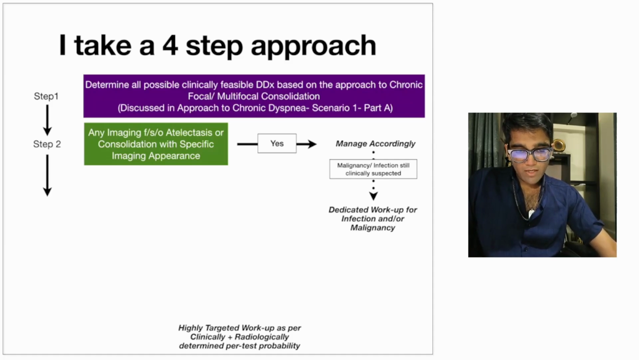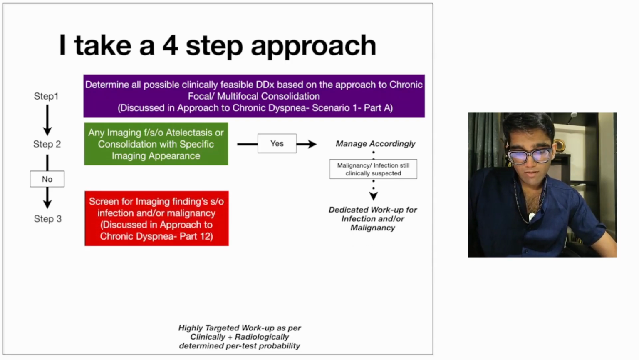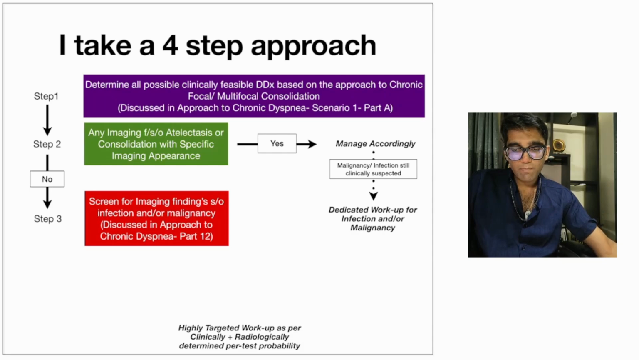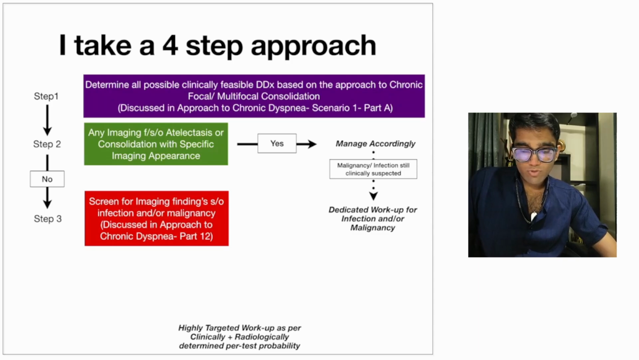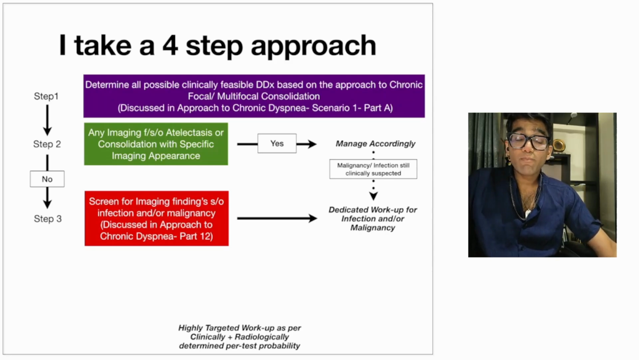Okay. Now on the other hand, you may have no features of atelectasis. In that situation, we screen for imaging findings suggestive of infection and or malignancy. This was discussed in our approach to chronic dyspnea part 12, that is the general approach to pulmonary parenchymal opacities. Those general principles will apply here, and if there is anything suggestive of an infection or a malignancy, we would do a dedicated infection or malignancy workup.